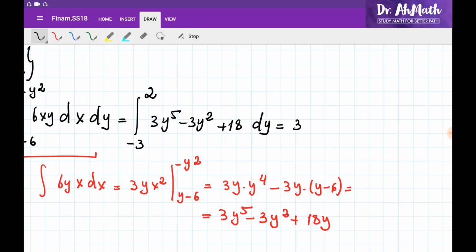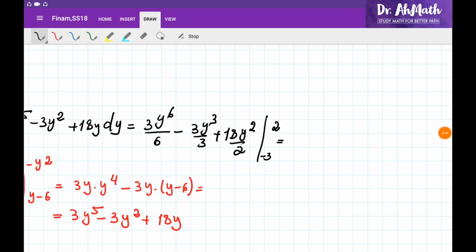First of all, we need to take the antiderivative. It is going to be 3y to the power of 6 divided by 6, minus 3y cubed over 3, plus 18y squared over 2. If we evaluate this function by substituting 2 and minus 3 in terms of y, we will get minus 412.5.